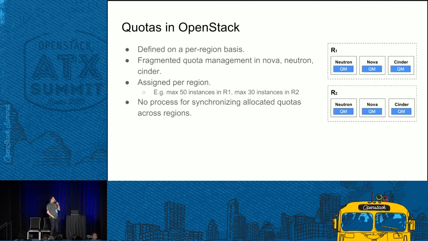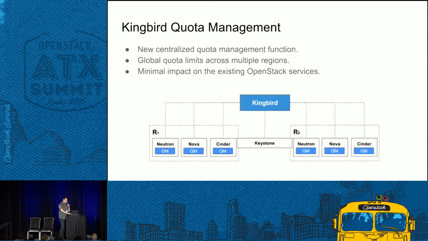And when a tenant reaches the maximum capacity in region 1 and simultaneously still has enough capacity in region 2, he's not able to reuse this capacity. Thus, there is no process for automatically or dynamically synchronizing the allocated quotas across the regions. In Kingbird, we have implemented this centralized quota management function that allows you to dynamically adjust the quota limits. And on top of that, we also provide what we call global quota limits across multiple regions.